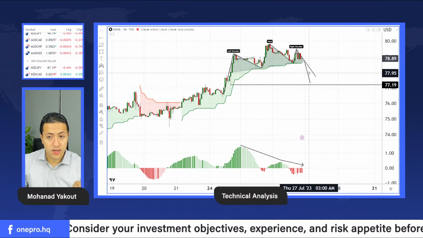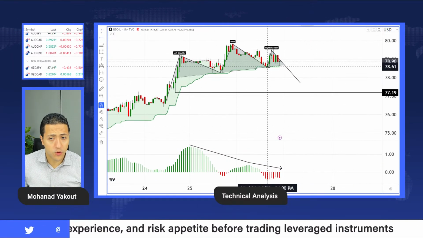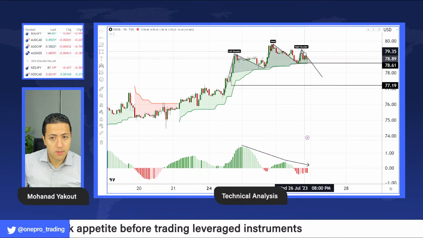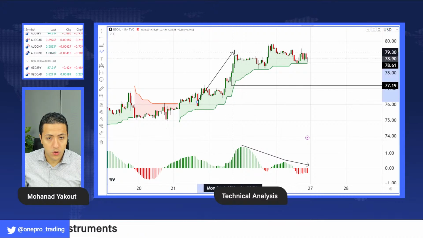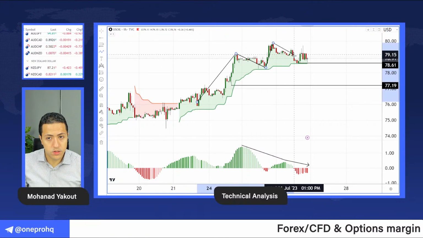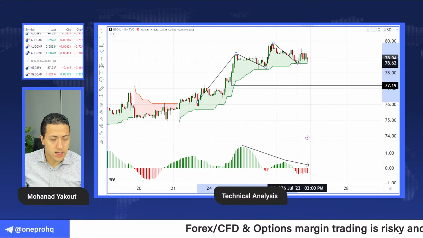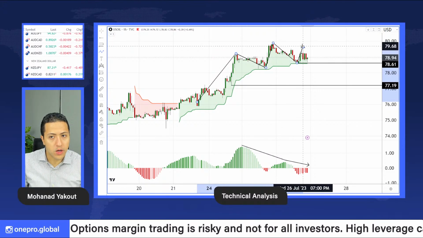So to me, in order to short the US oil here, I'll definitely wait for a lower low, okay? Because in this case, just forget about the head and shoulders. We're having a higher high, a higher high here, slightly higher low, and here we have a lower high.